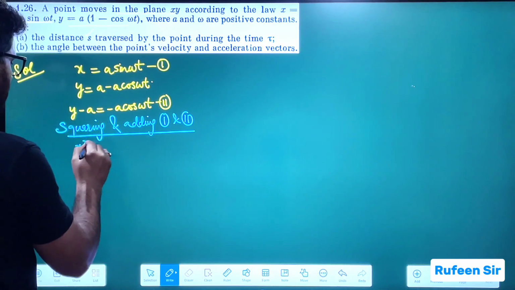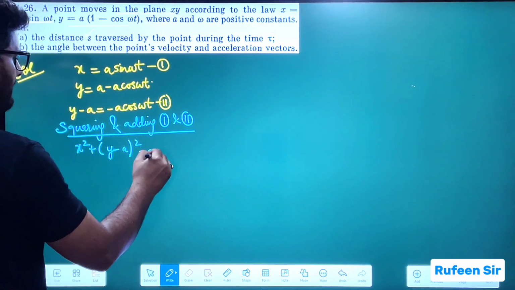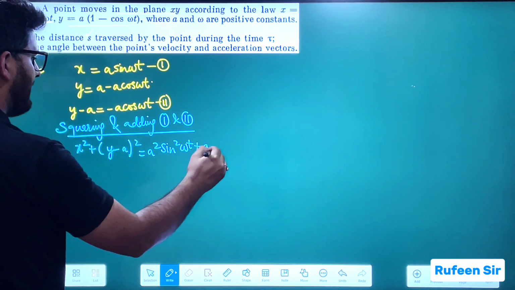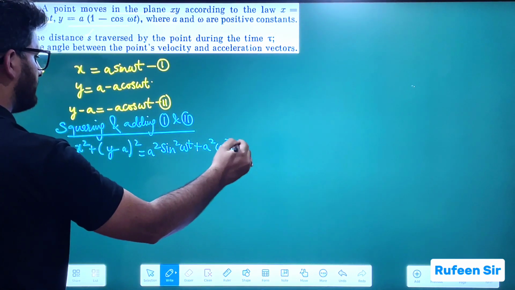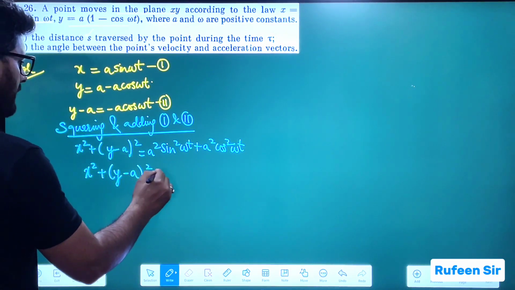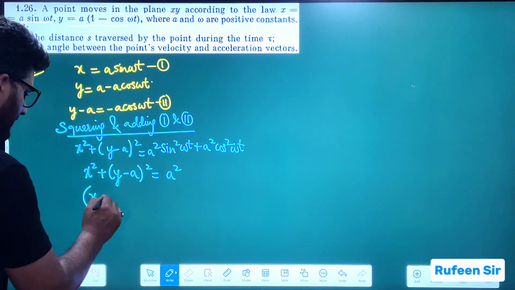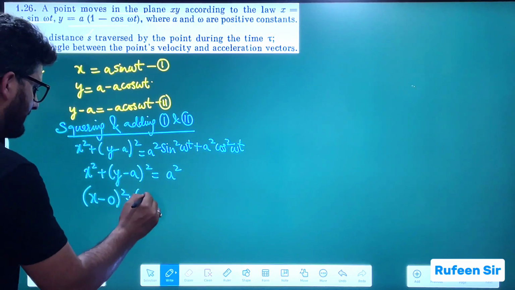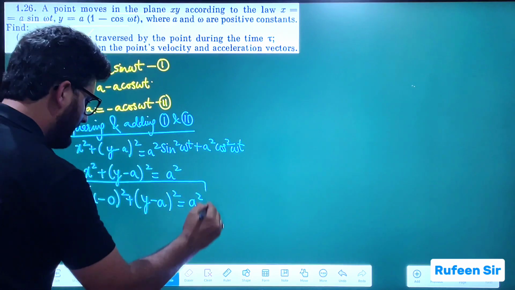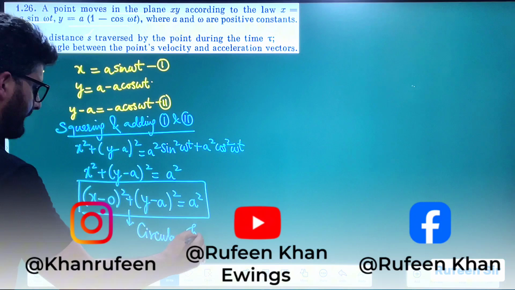Have a look. x square plus y minus a whole square will be equal to a square sin square omega t plus a square cos square omega t. I will be left with x square plus y minus a whole square equal to a square, because sin square omega t plus cos square omega t is 1. This is a circle with center at 0, comma a. So the particle is moving on a circular trajectory.